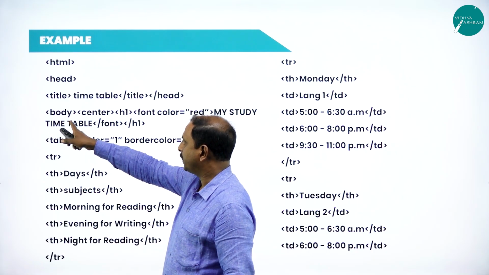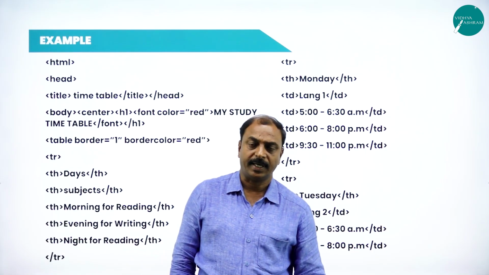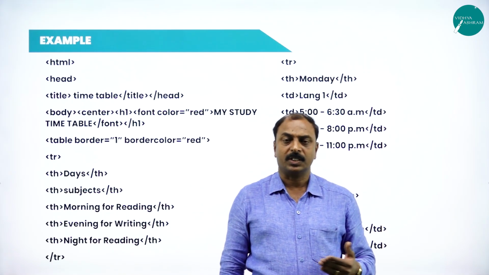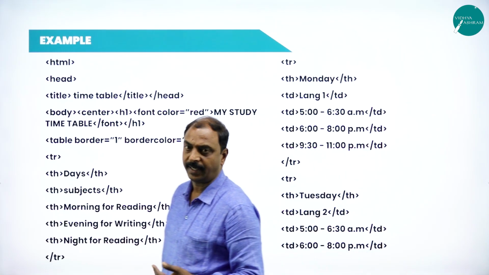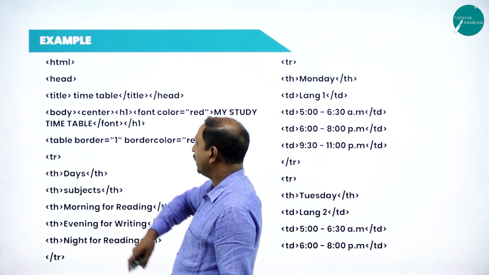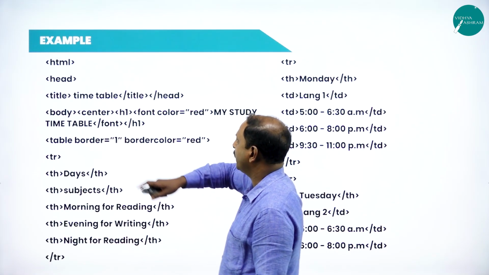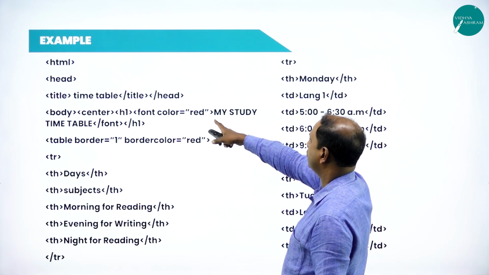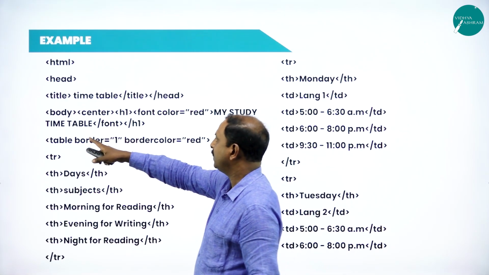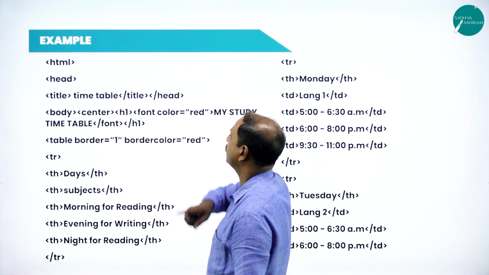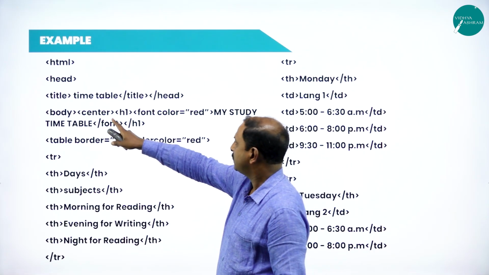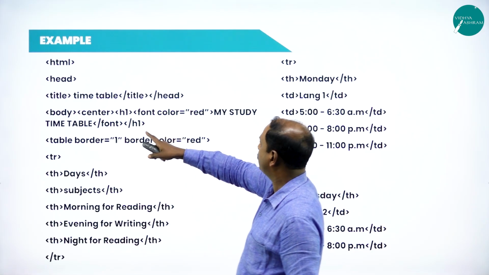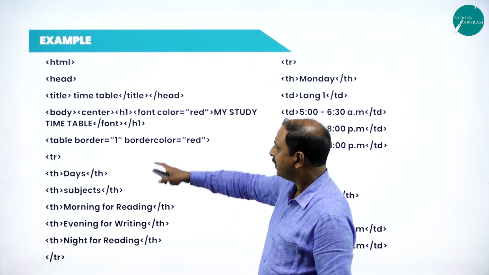Next, we have to start with the body tag. The body tag is the important tag where we have to write all the tags for any information we want to display. All corresponding tags must be inside the body tag. So this body tag starts here, and along with that we are using center, H1 and font tags. Here font color, this is closing font, my study timetable, closing font tag along with H1 tag. So here we have used center, H1 and font tags inside the body tag to display the heading my study timetable. Then the table tag.